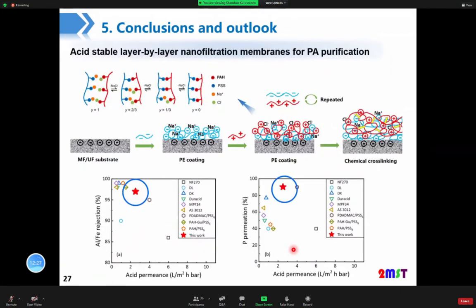Now, we are preparing layer-by-layer acid-resistant nanofiltration membranes for phosphoric acid purification. It is expected that phosphoric acid permeation will reach about 90%, and the acid flux can reach 20 LMH.